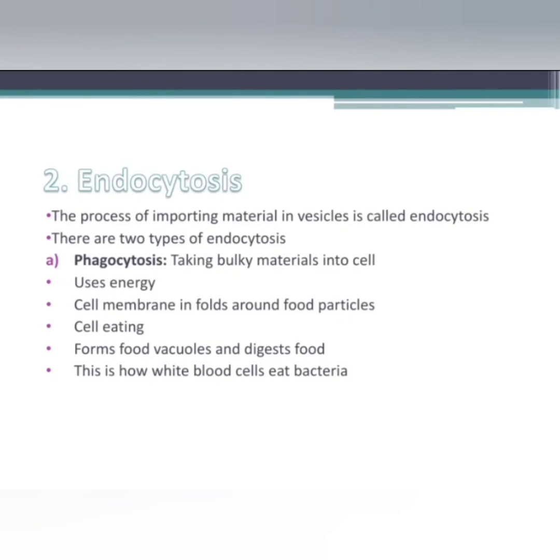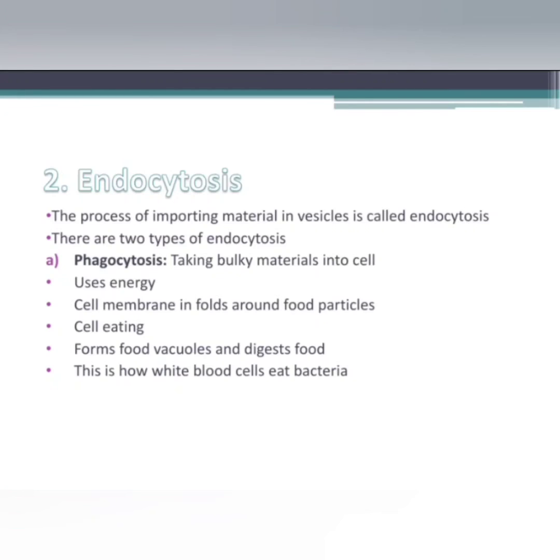Another type of active transport is endocytosis. The process of importing materials in vesicles is called endocytosis. There are two types of endocytosis. The one is phagocytosis. Now, the other kind of active transport is exocytosis. What happens in it? In simple words, it is to get rid of the toxic materials, the waste materials, from inside the cell to the outside of the cell.